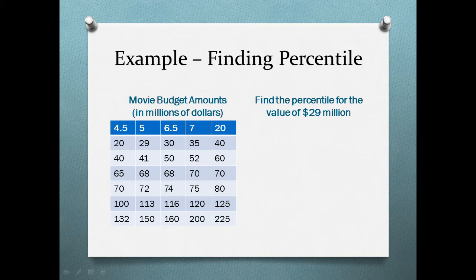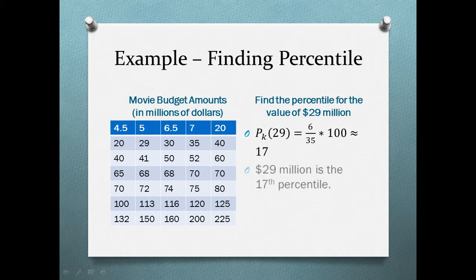So what we do to start is we're going to use the percentile formula, and we have P sub k of 29. 29 is the data value, and there are 6 values that are below 29. We have 4.5, 5, 6.5, 7, 20, and 20. So 6 over 35 times 100, rounded off to the nearest whole number, as we always do for percentiles, is 17. So therefore we come up with the conclusion that 29 million is the 17th percentile.